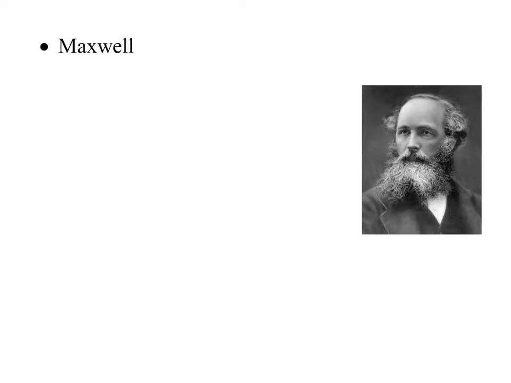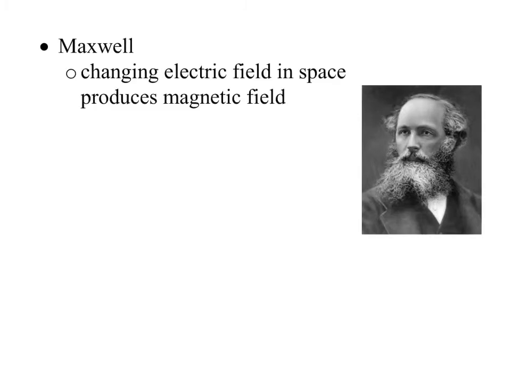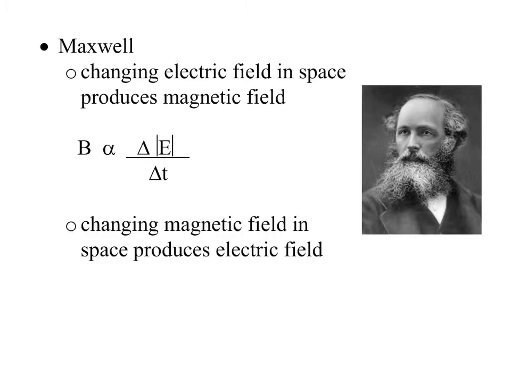So he looked at this and was like, well, obviously there is a closer relationship here. Because if a changing electric field in space produces a magnetic field, and that magnetic field is proportional to the change in the electric field over time, then the changing magnetic field in space produces an electric field. And that means our electric field is proportional to the changing magnetic field over time. But this was a bit different. It wasn't just the electric field around a wire or anything like that. It was just anything in space. If we have a changing electric field in space, there will be a magnetic field in space.